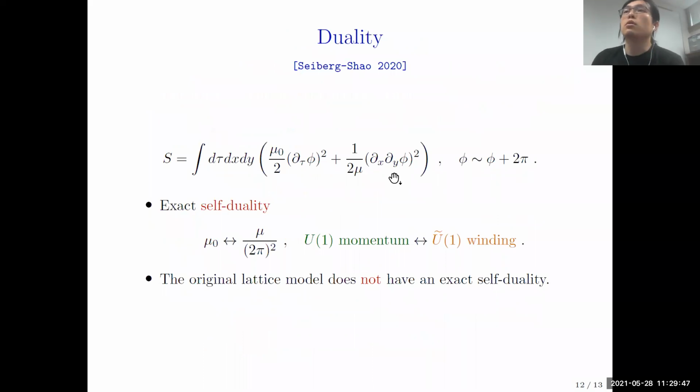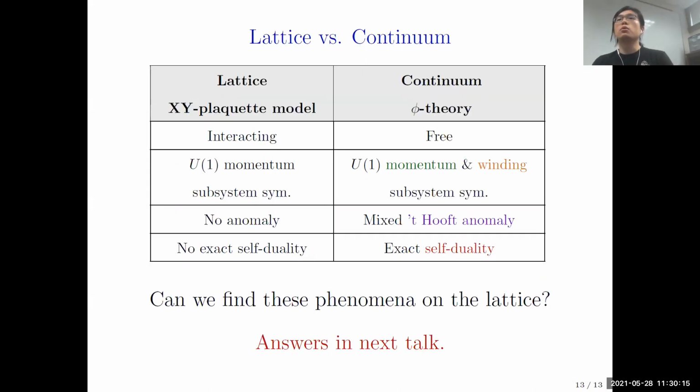Next, the continuum field theory also enjoys an exact self-duality, similar to the 1 plus 1D XY free field theory of a compact boson. The self-duality exchanges mu and mu zero, and it also exchanges the U1 momentum symmetry and the U1 winding subsystem symmetry. This duality was not there in the original lattice model. This is an exact self-duality. So let me conclude with a table that summarizes certain features that exist in the continuum field theory, but do not exist in the original lattice model.